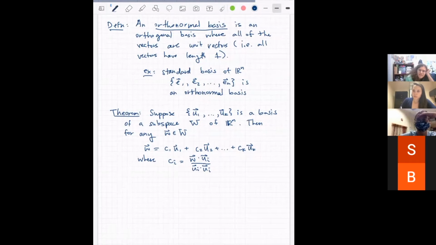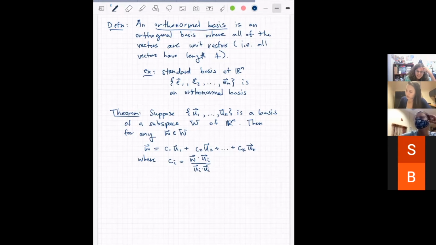I'm trying to figure out, does it work out like CI times UI becomes W dot UI over UI dot UI, and then times UI? Yeah, it should work out. Yeah, you're right, so this would give you the projection. But I'm not really sure what it means to say that C1 U1 is the projection of W onto U1.